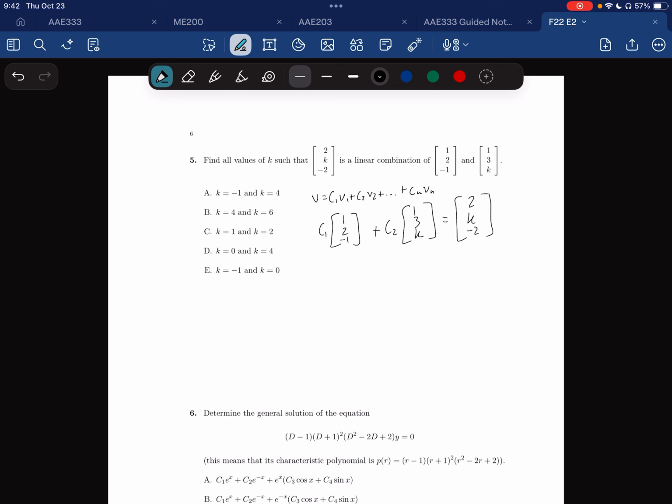If you expand this out, you realize you have a system. How can we solve a system? We can use augmented matrices. So our vectors are going to be column vectors in our system. So we can say 1, 2, -1, 1, 3, k, and we're going to augment it with the vector v, essentially, 2, k, -2. This is always how you will set up these kinds of problems.